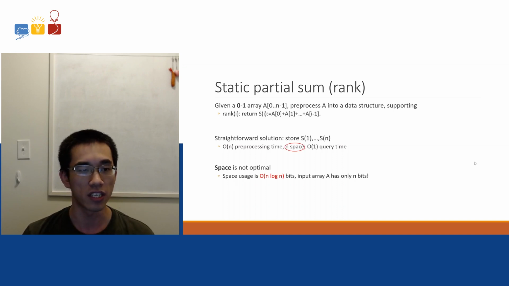In this data structure, we need to store n sums, and each sum takes log n bits to encode. So in total, the space usage is n log n bits, but the input array A itself only has n bits, and there's a gap of a factor of log n. So now the question is whether we can improve its space.